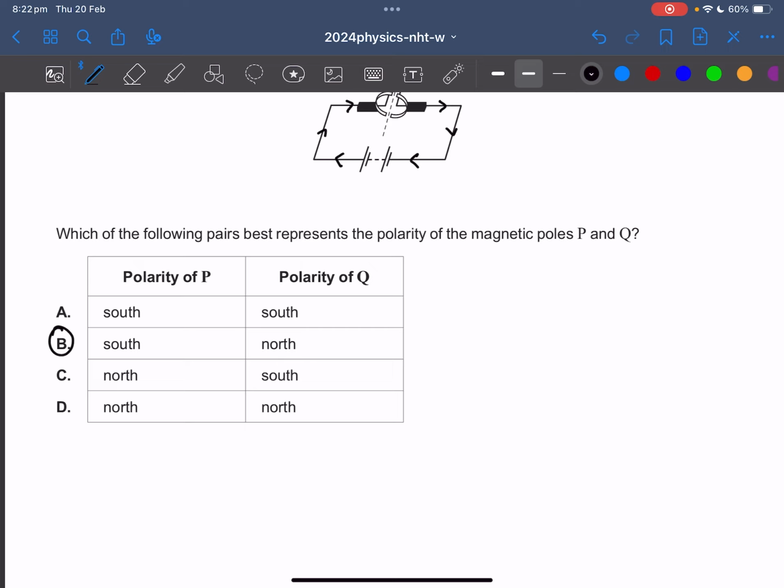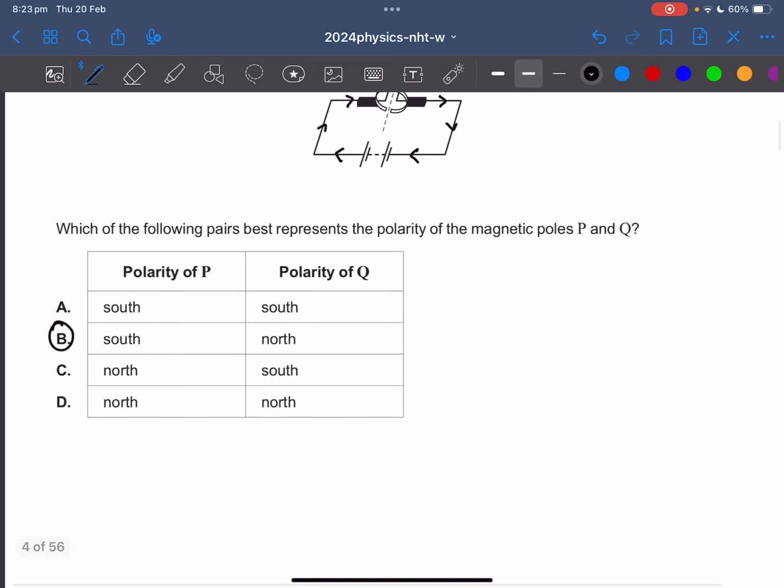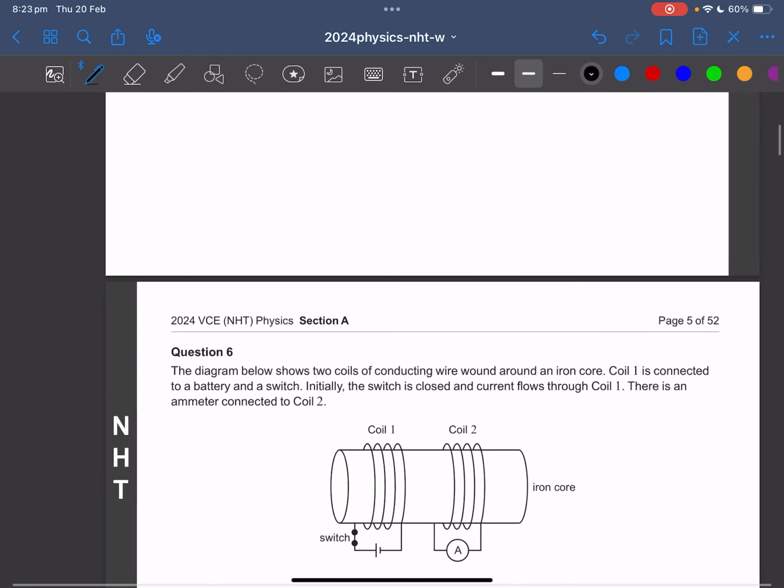Okay, we can easily cancel out option A and D because they can't be of the same polarity, or else the coil won't rotate. Okay. Alright, so question number 6.